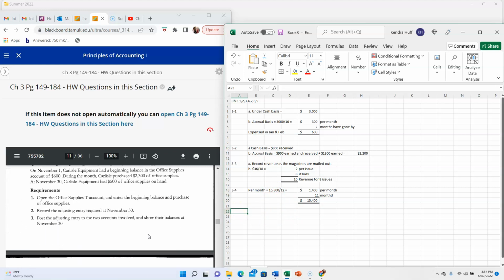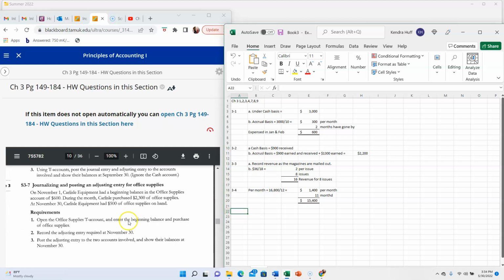All right, number 7. We have to do adjusting journal entries and T accounts. All right, open the office supplies T account in the beginning balance and purchase of office supplies. All right, I'm actually going to do that over here. And our beginning balance was $600.